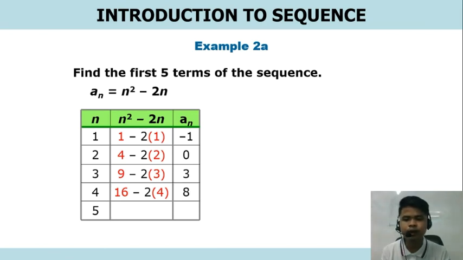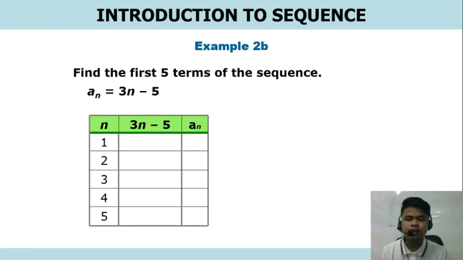Next, if you want to find the fifth term, you just need to substitute 5 for n. Then it will become 5 squared minus 2 times 5. 5 squared is equal to 25. That's why 25 ang nakalagay dito. Then, minus 2 times 5, which is equal to 10. 25 minus 10 is equal to 15. Therefore, the first 5 terms of the sequence are negative 1, 0, 3, 8, and 15.